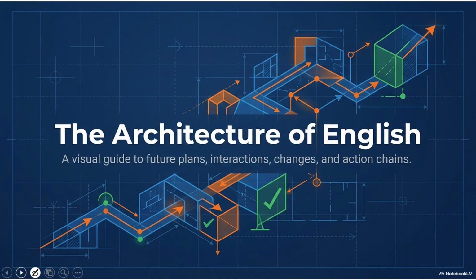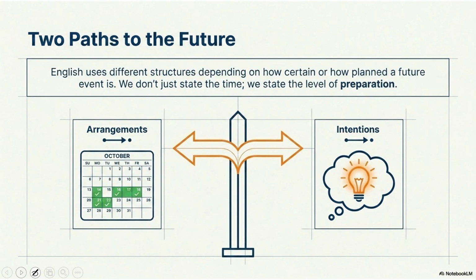The architecture of English. Okay? So, pretty easy, guys. Two paths to the future. English uses different structures depending on how certain or how planned a future event is. We don't just state the time, we state the level of preparation. This is key here. Okay? We state the level of preparation.